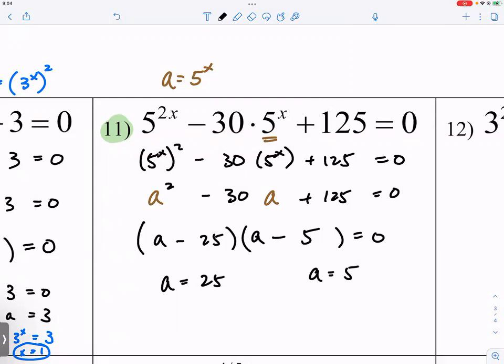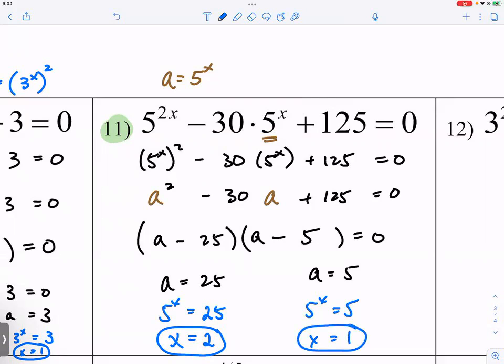And are we done? Nope, we're not done yet because we're going to find x. So a is 5 to the x. So 5 to the x is equal to 25, and 5 to the x is equal to 5. So you know what x is. x is equal to 2. You might say 5 because you're thinking about 5 times 5, but it's 2 because it's 5 squared. And then x is equal to 1. So in this case, x is equal to 2 or 1.